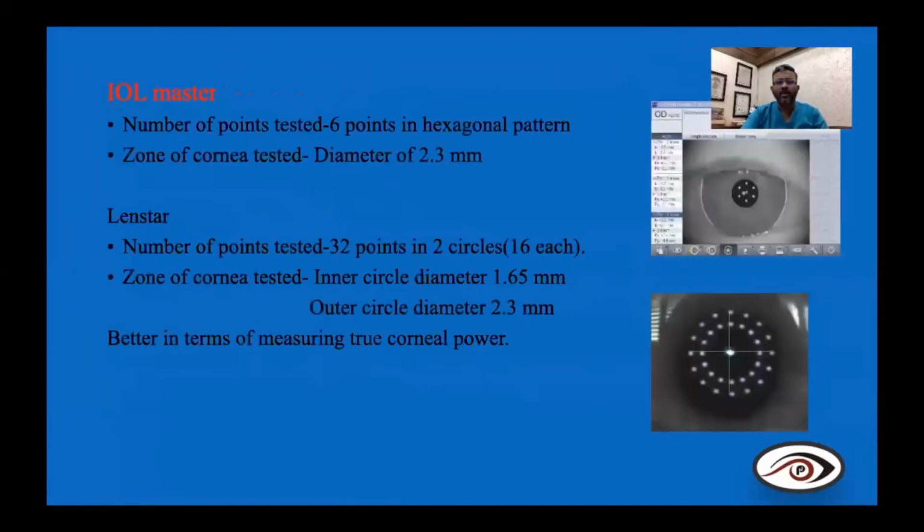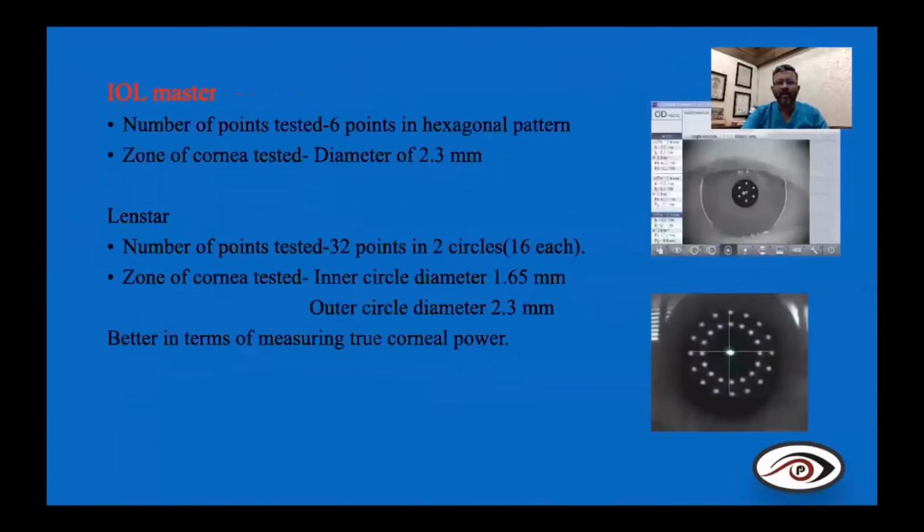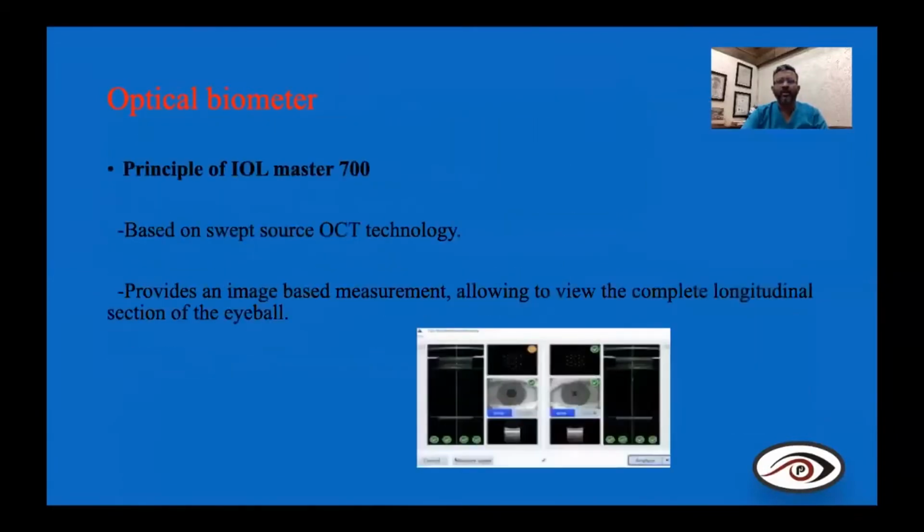One thing to remember is that here the measurements are from the RPE and not the internal limiting membrane. Therefore, the A constants used for ultrasound and optical biometry are different for a given IOL.